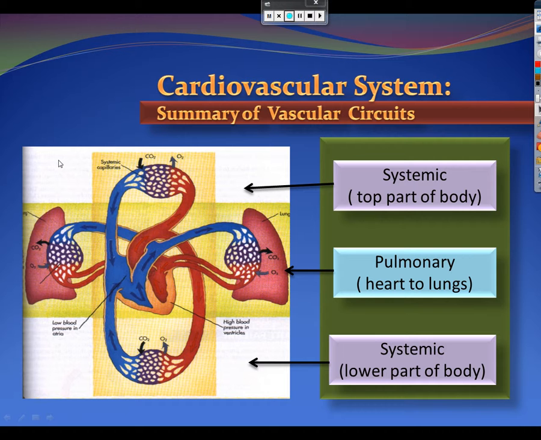This is the picture that I was talking to you about earlier that shows a pretty good depiction of the two systems. Here is your systemic that reaches the top part of the body, and your pulmonary. If you're Hispanic, you know that the word pulmonary shows a resemblance to lungs in Spanish. This is the system that moves from the heart to the lungs. And again, your systemic is the part that goes outward from the heart to other parts of the body.